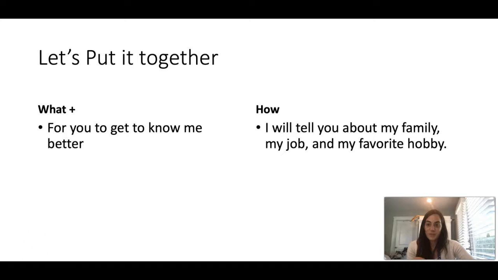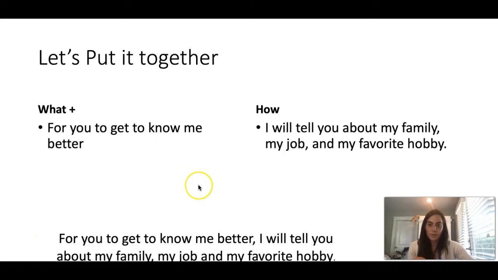And in this case, when you do put it all together, for you to get to know me better, I will tell you about my family, my job, and my favorite hobby. And when it comes together in this way, we are clearly communicating to our audience as we draw to the close of our introduction what exactly we're going to be focusing on for the duration of the speech. But also, what is the purpose within each of those? Oh, to tell us about you.